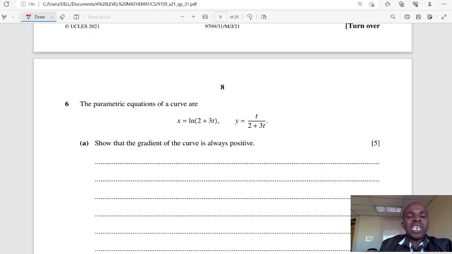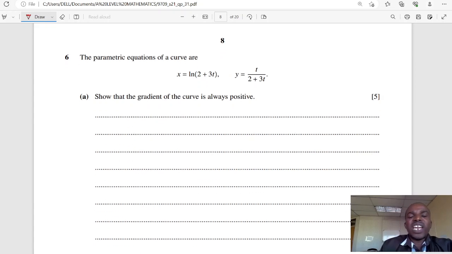Right, question number 6. The parametric equations of a curve are given. So parametric equations are two equations: x in terms of t and y in terms of t. From there, we'll be asked to find the gradient. Show that the gradient of the curve is always positive. So we have to find dy/dx, the gradient of the curve, first. Right, first thing, you differentiate. You find dx/dt here.